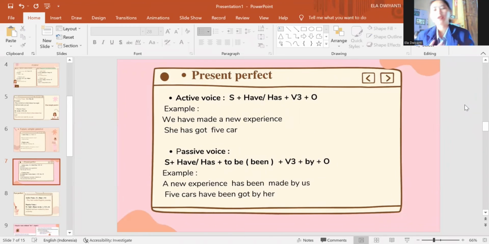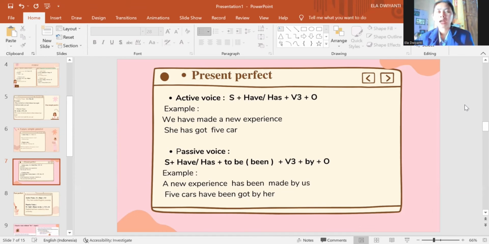The next is present perfect. The pattern in the active voice is subject, have or has, plus verb 3, plus object. Example, "We have made a new experience." "She has got 5 cars." In the passive voice, the pattern is subject plus have or has, plus been, plus verb 3, plus preposition by and object.